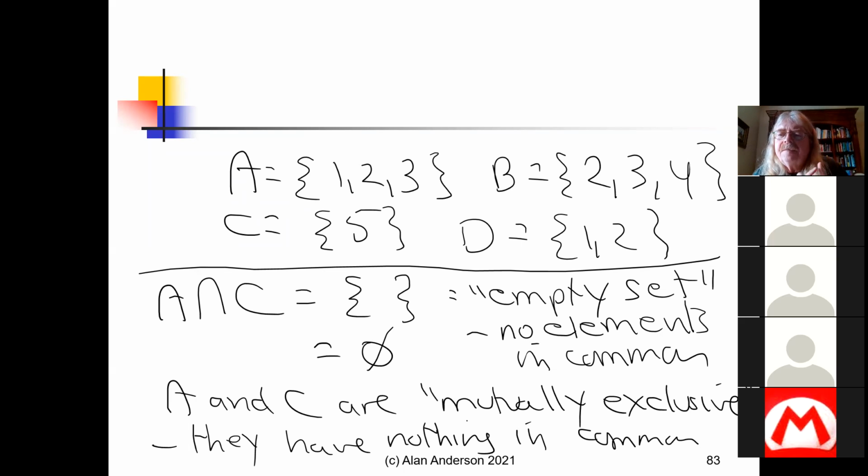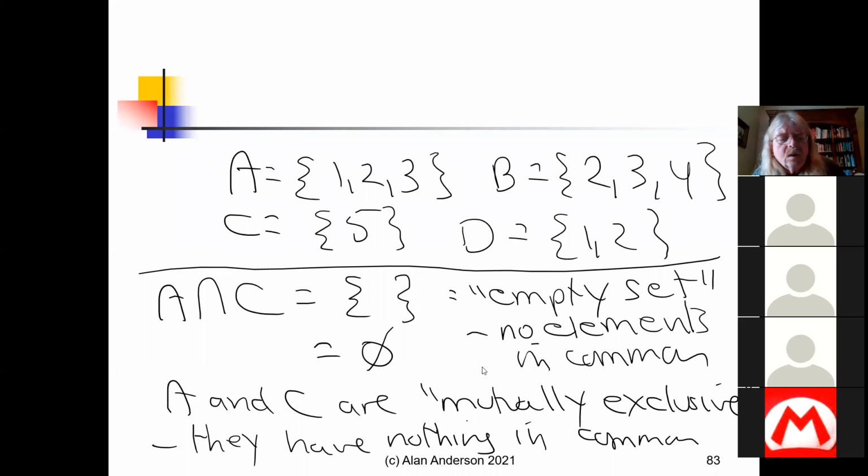It would be like the set of odd numbers and the set of even numbers would be mutually exclusive because there can't be any overlapping between them. All right. So that would be a perfect example of what it means for two sets to be mutually exclusive.